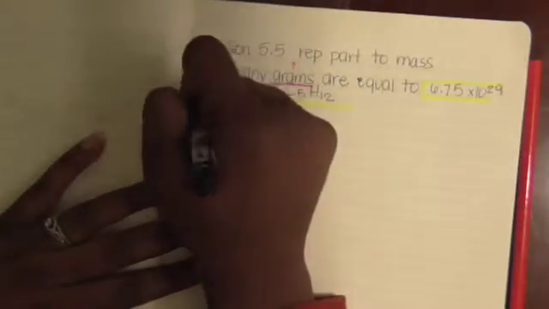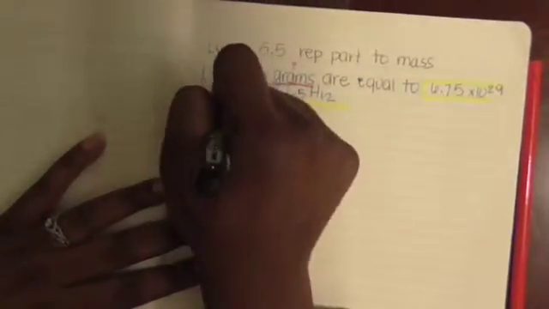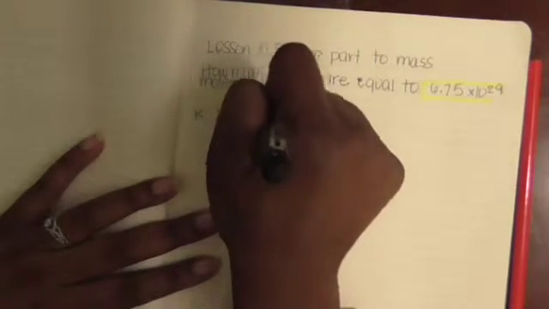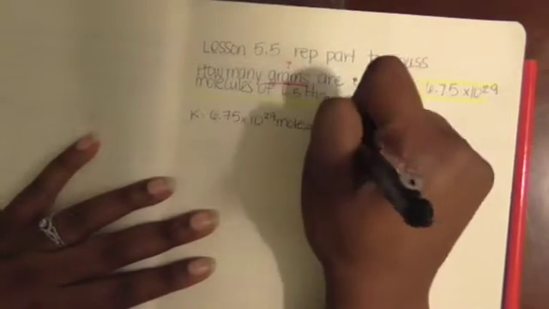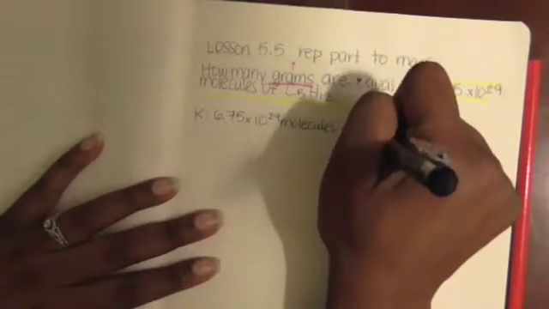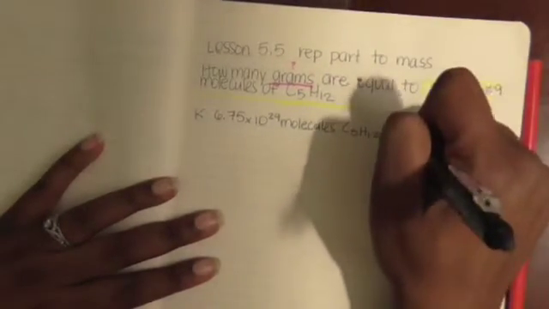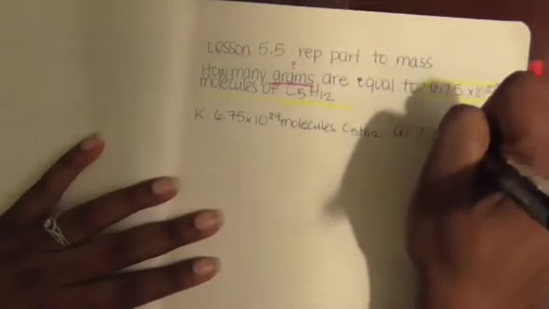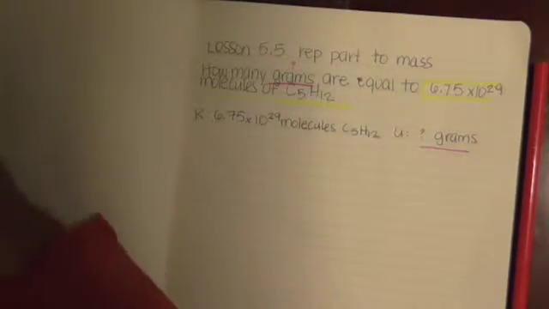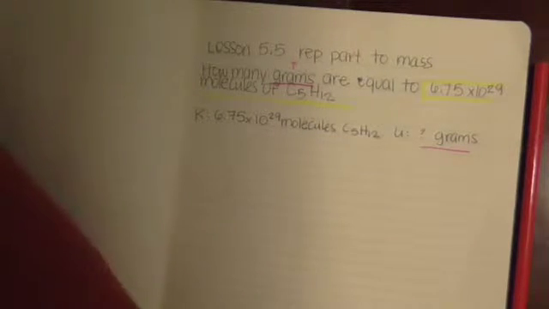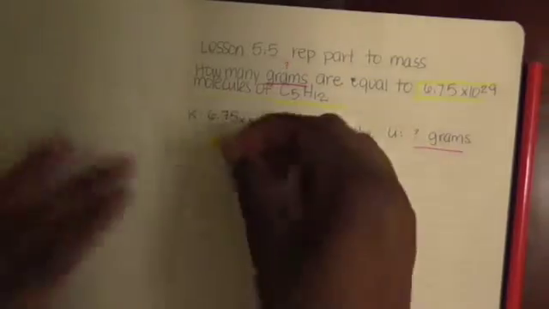So setting up our little drawing or setup. And our unknown is how many grams. I'm going to set this up the same way that I did in the other problems, just because it makes it easy for us to see. Then we're going to talk about our path.